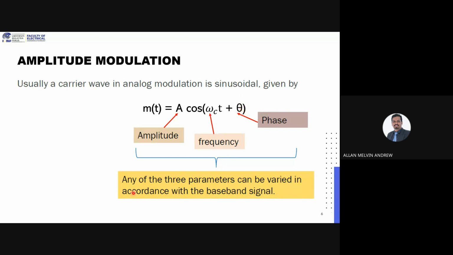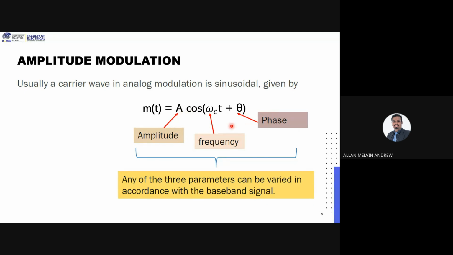Any of the three parameters can be varied in accordance with the baseband signal. So all these three, amplitude, frequency, and phase, can be modified, can be varied according to your signal.